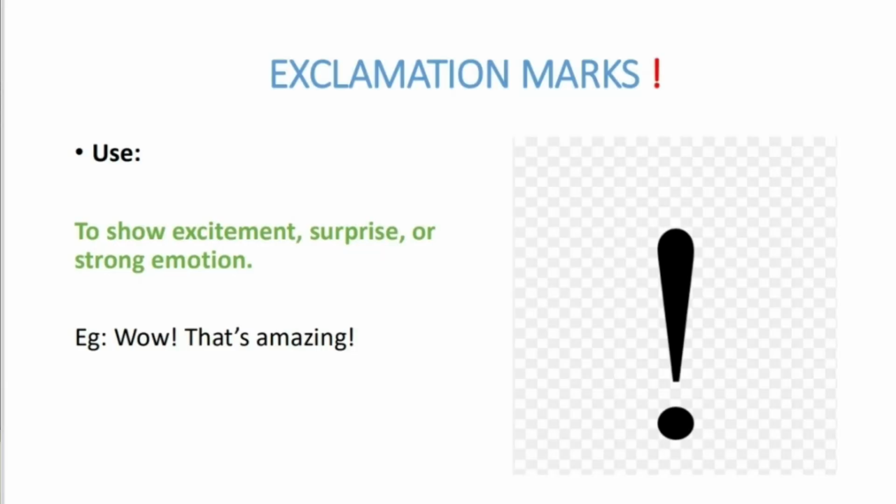And the next one, exclamation marks. So we usually use exclamation marks to show excitement, surprise, or strong emotions. For example, wow, that's amazing! In this sentence, we used an exclamation mark to show our excitement and surprise. So in this way, we can use exclamation marks at the end of a sentence.